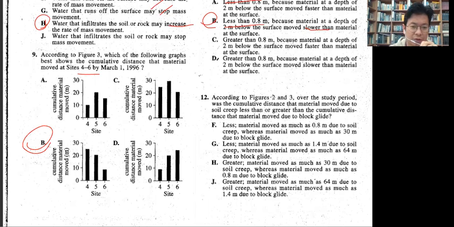12. According to figures 2 and 3, for the study period, was the cumulative distance that material moved due to soil creep less than or greater than the cumulative distance that material moved due to block glide? Okay.